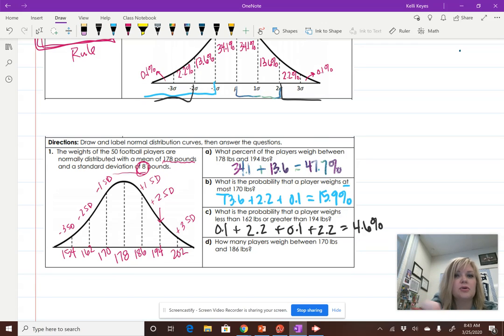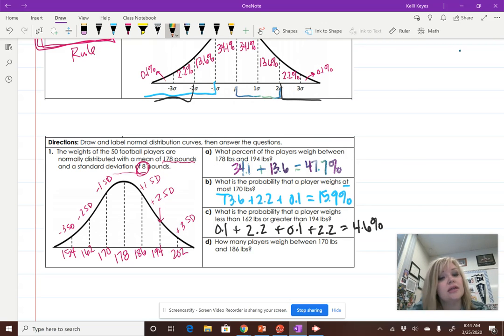All right, last problem is, let's see, let me get a different color. Ooh, what's this? Rainbow. Okay, how many players weigh between 170 and 186?